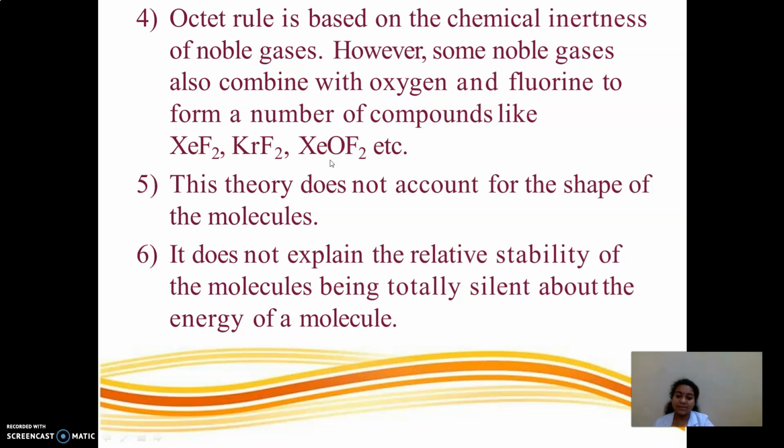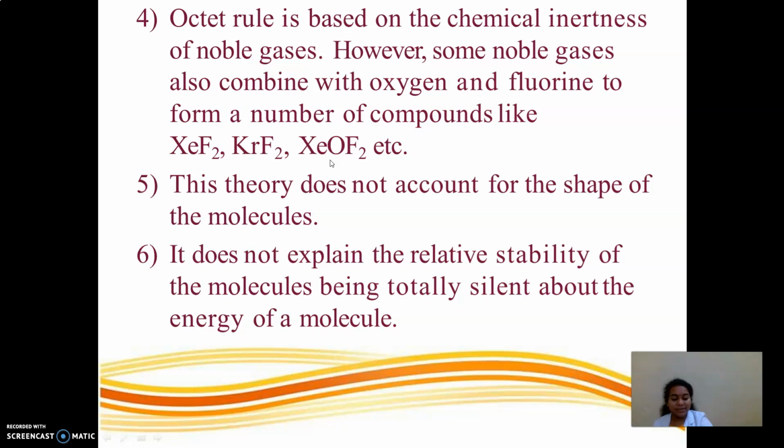This theory also does not account for the shape of the molecules. It could not explain the shape of the molecule. It could explain only the sharing and transfer of electrons and the octet, but nothing about the shape of the molecule. And it does not explain the relative stability of the molecule, being totally silent about the energy of a molecule. It could not explain the stability of the molecule.